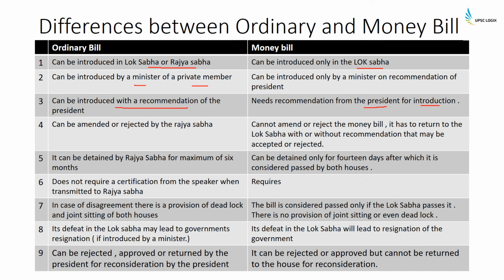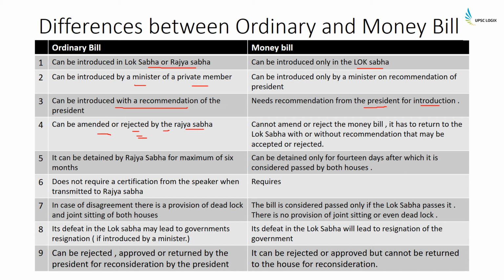Ordinary bills can be introduced with or without the recommendation of the President. Ordinary bills can be amended or rejected by the Rajya Sabha. In fact, it is a five-stage process, as we know, for the passage of ordinary bills, and they have to go through the first, second, and third reading in both the houses. Money bills, on the other hand, cannot be amended or rejected by the Rajya Sabha, and it has to send back the money bills within 14 days with or without recommendations that can be accepted or rejected by the Lok Sabha.